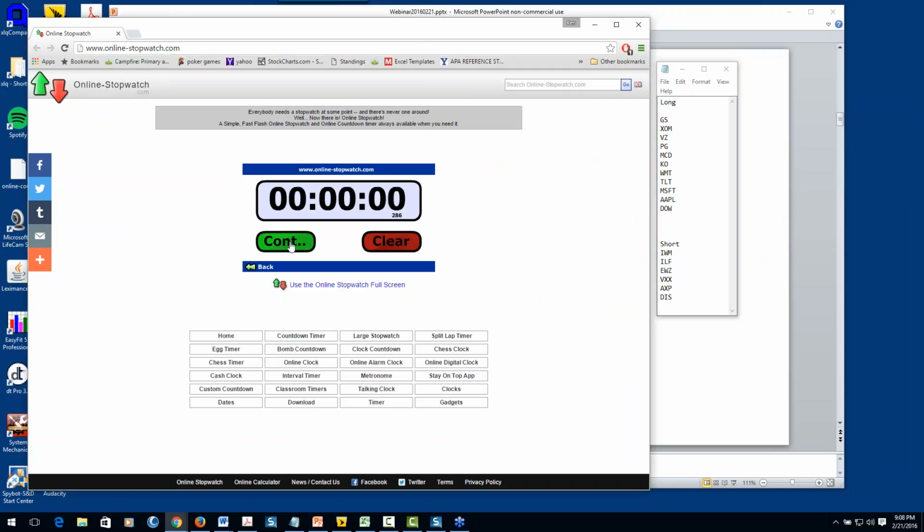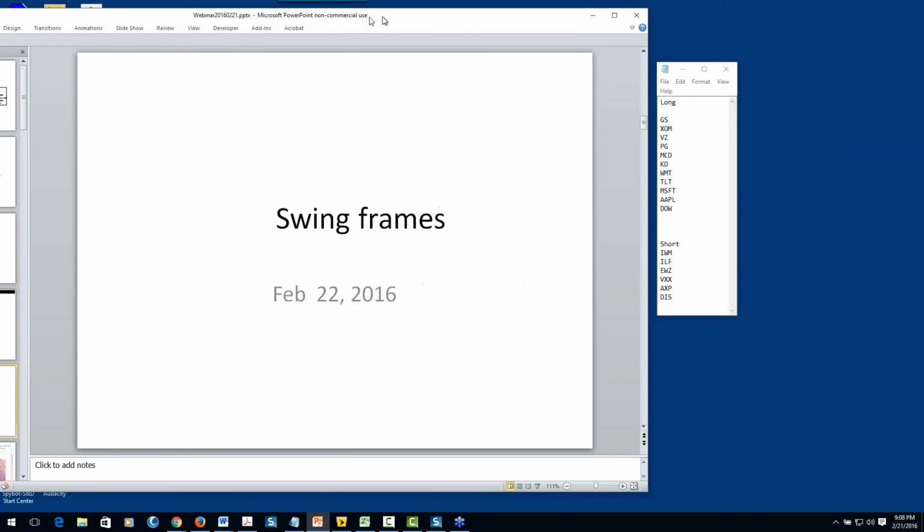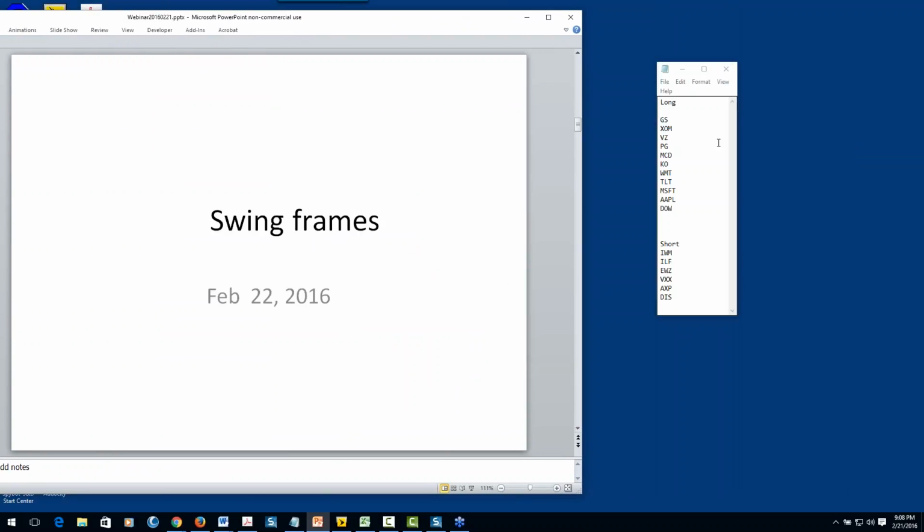Awesome. I was within 286 thousandths of a second, trying to get it right at zero. So I'm going to work on my timing a little bit. Okay, so the U.S.-Canada is on right now.